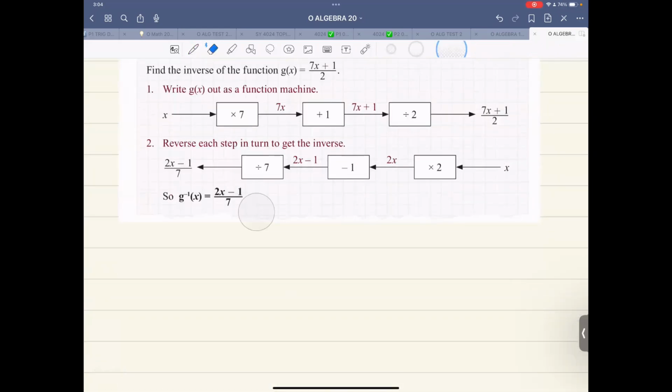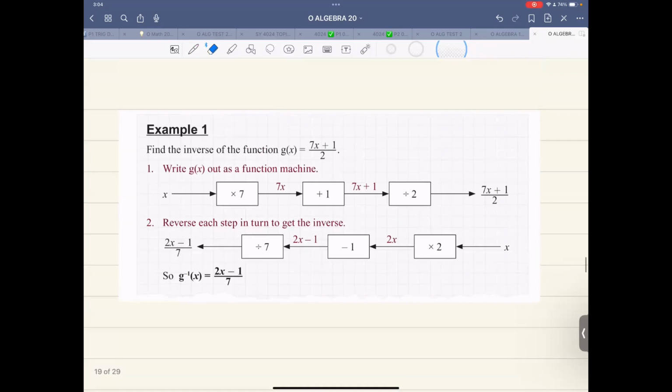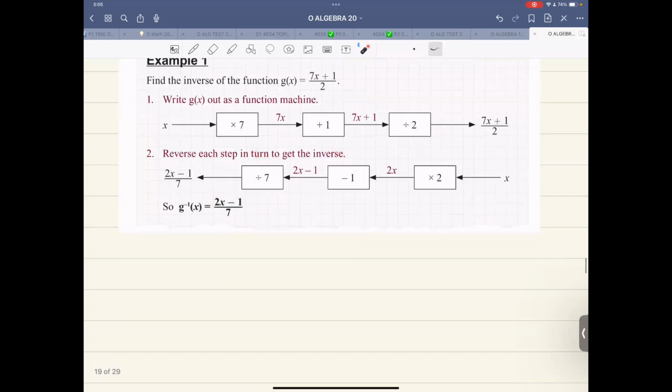Let's look at this example. Now, in this example, they have done it conceptually. Multiplication by 7, add a 1, divide by 2, you get this thing. Now, division by 2 is multiplication by 2. Addition of 1 is subtraction of 1. The result is now divided by 7. Now, can I get the same result using the formula? The answer is definitely yes.